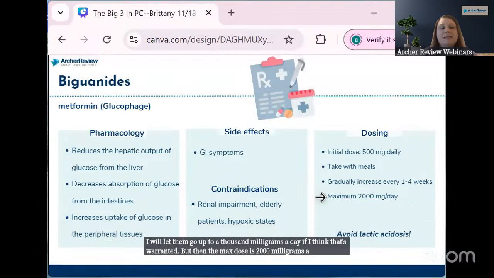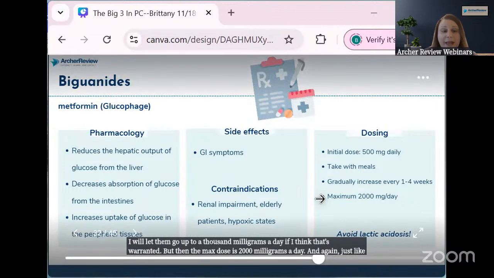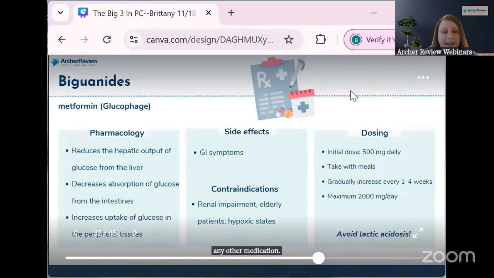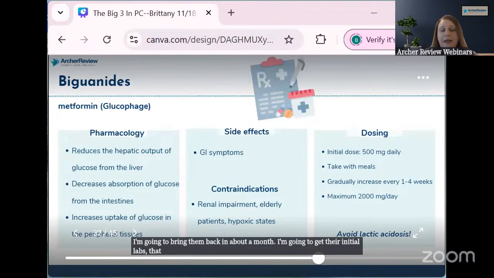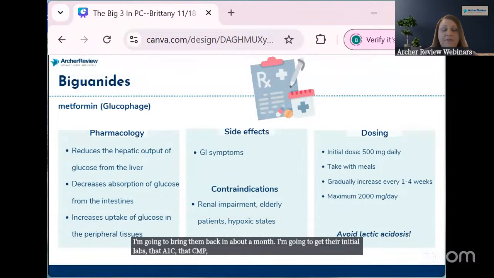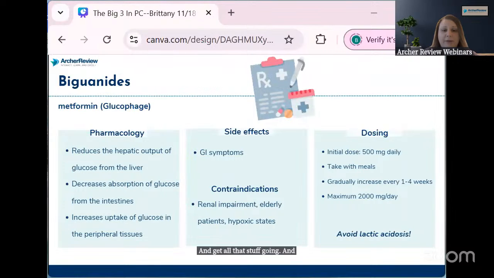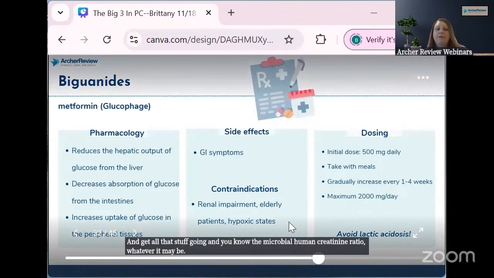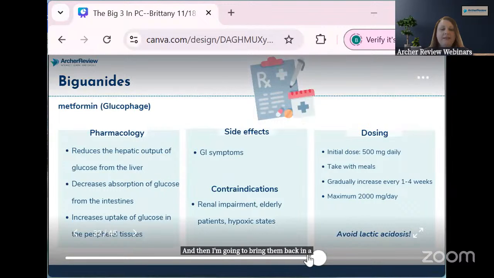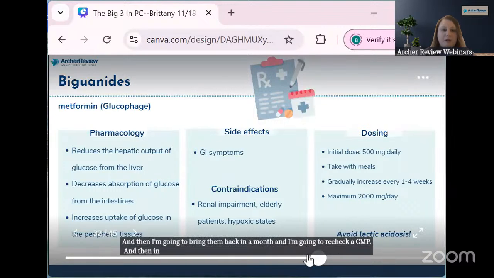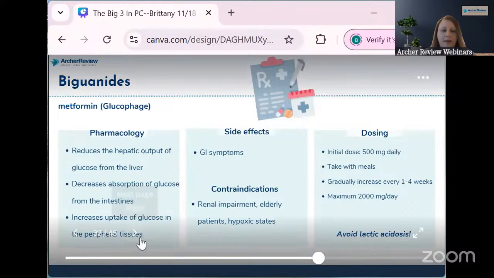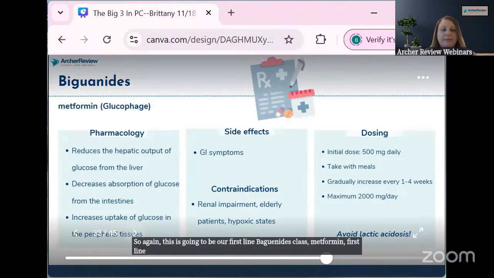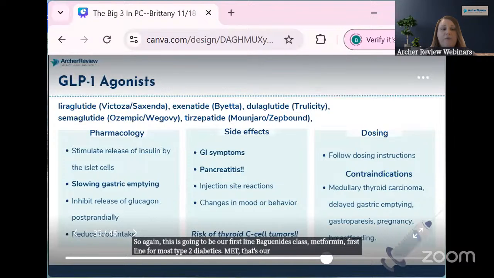And again, just like any other medication, I'm going to bring them back in about a month. I'm going to get their initial labs, that A1C, that CMP, and the microalbumin creatinine ratio, whatever it may be. Then I'm going to bring them back in a month and recheck a CMP. And then in 3 months, I'm going to check another A1C and see how they're doing. So again, this is going to be our first line biguanide class, metformin, first line for most type 2 diabetics. That's our MET part. And then we have 1 and 2.